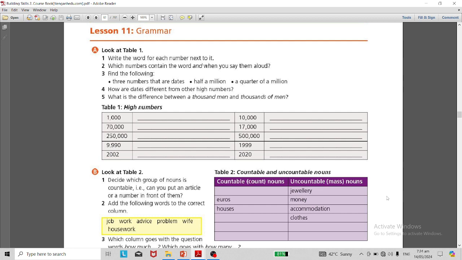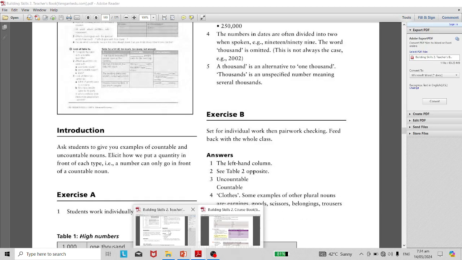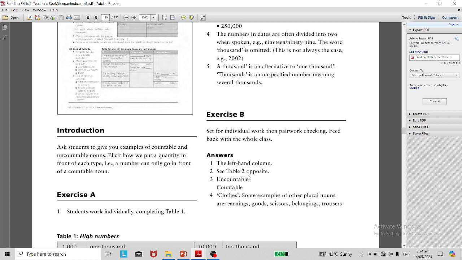B4, decide which countable noun in this list is always plural. Can you think of any other nouns like this? Which countable noun in this is always plural? So we can say here clothes, always plural, and earrings, goods, scissors, belongings, and trousers. Always what? Always plural.